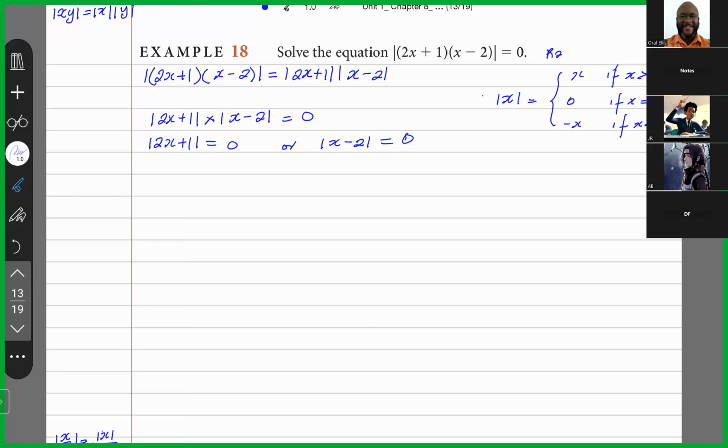So if the mod of 2x plus 1 is equal to 0, it is because 2x plus 1 is equal to 0. Or if the mod of x minus 2 is equal to 0, it is because x minus 2 is equal to 0. So therefore, x is equal to minus a half, or x is equal to 2, is the solution of the equation, the mod of 2x plus 1 multiplied by x minus 2 is equal to 0.